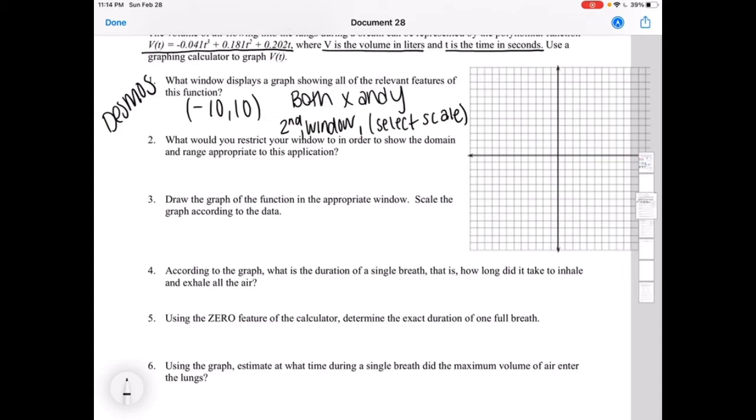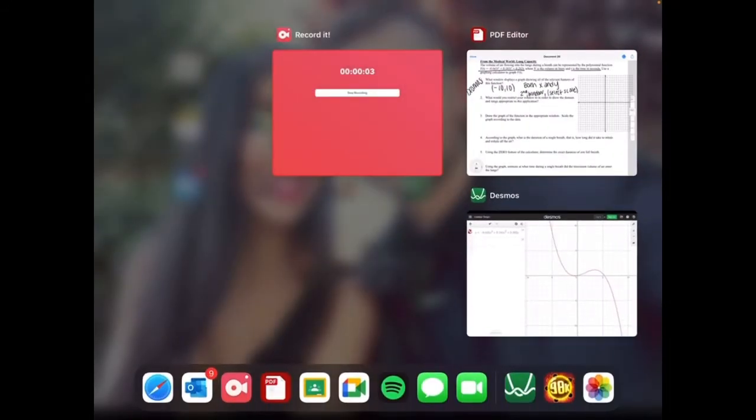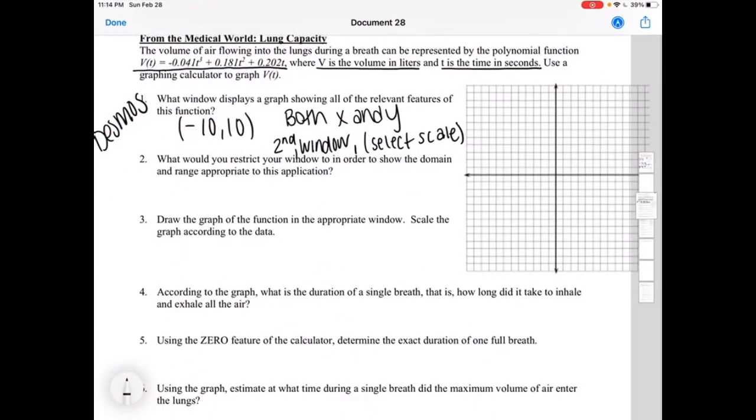All right. Now it says, would you restrict your window in order to show the domain and range appropriate to the application? How would you do so? Well, if I were to restrict this window, I know this problem is measuring the volume in liters and it's measuring time in seconds. I know that there is no time that is negative.